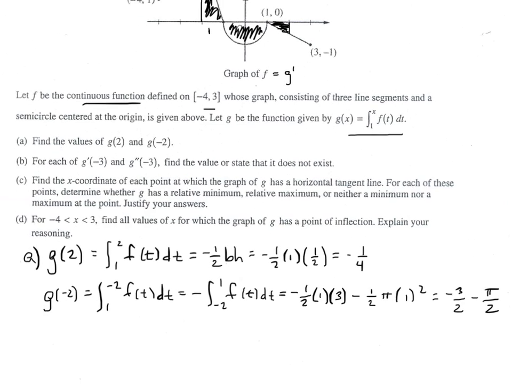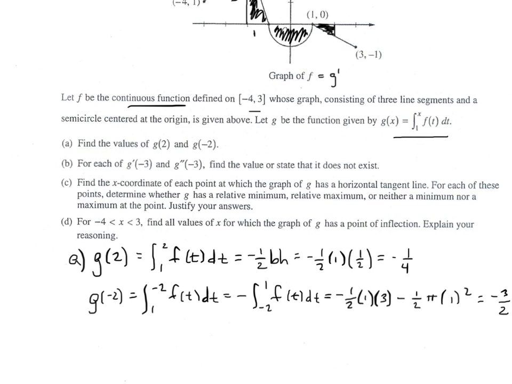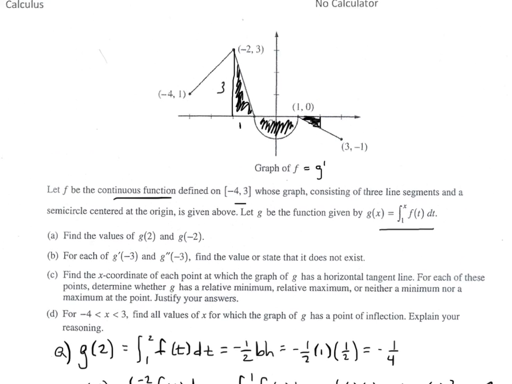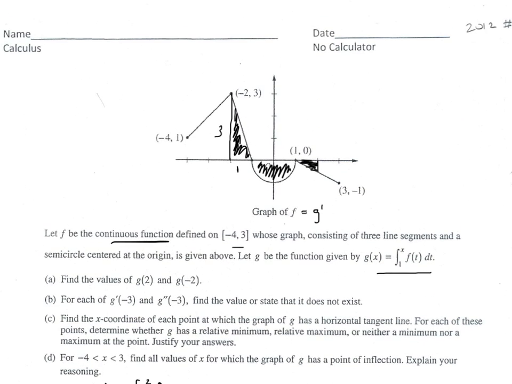Okay, part B. We have to find g prime of negative 3 and g double prime of negative 3, or state that it doesn't exist. So g prime of negative 3 would have to be equal to f of negative 3, since the derivative of g is equal to f. Here's the graph of f, here's negative 3. f of negative 3 should be equal to 2.